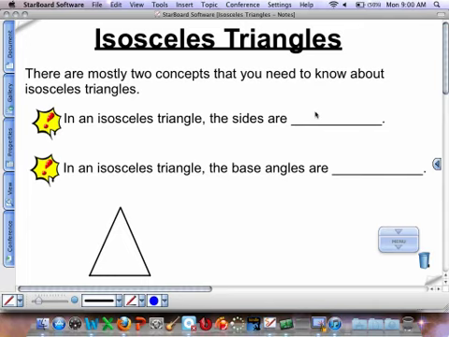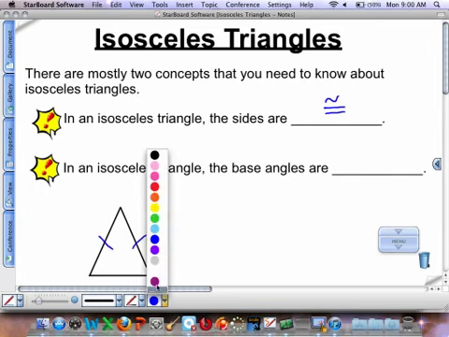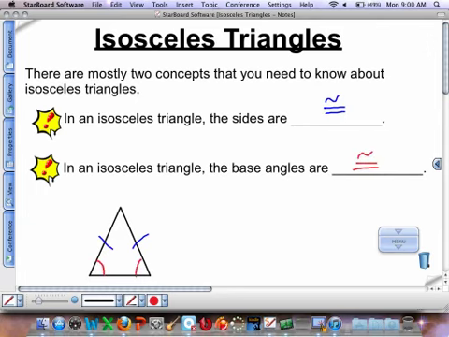In the isosceles triangle, the sides are... How do we complete that statement? In an isosceles triangle, the sides are... Two congruent sides. We have a pair of congruent sides. And opposite of those sides, the base angles are also congruent. So our two base angles are equal. And that's everything you need to know about isosceles triangles.